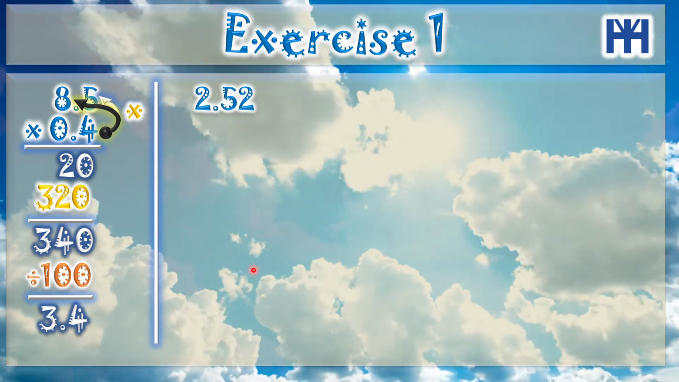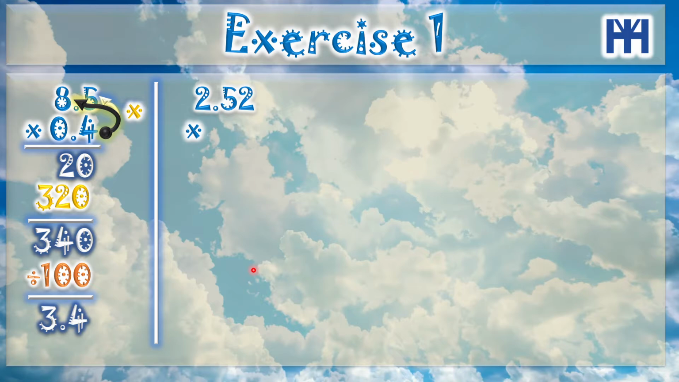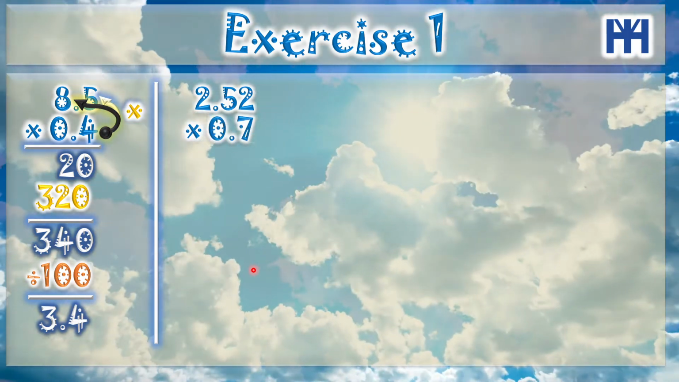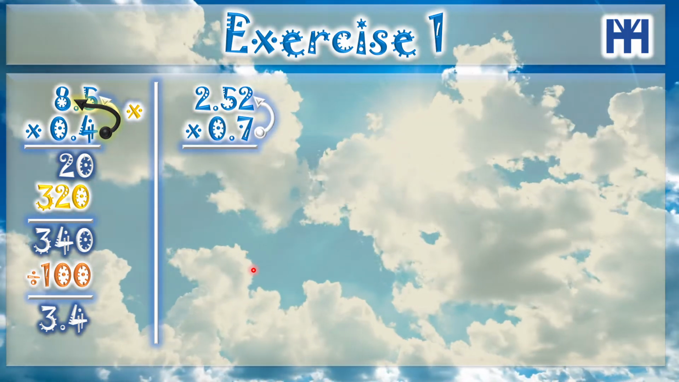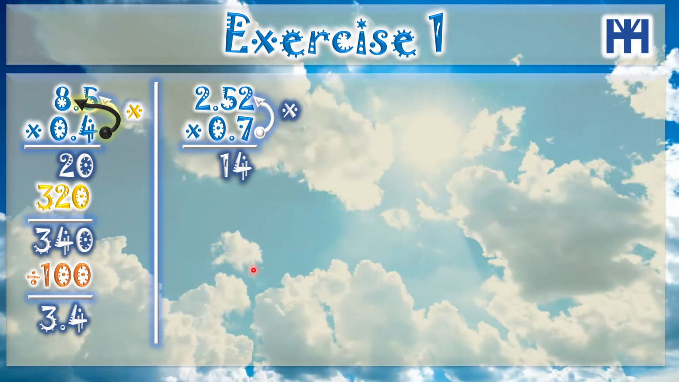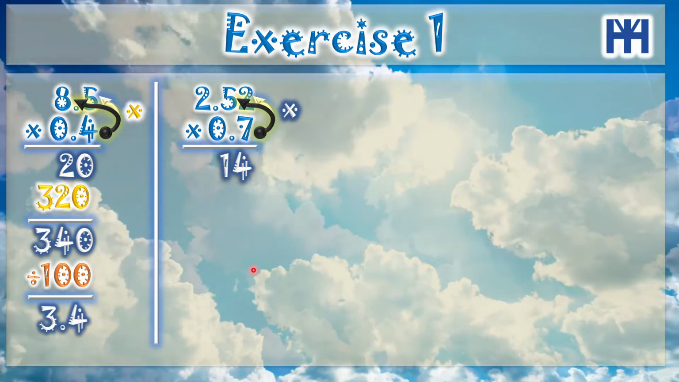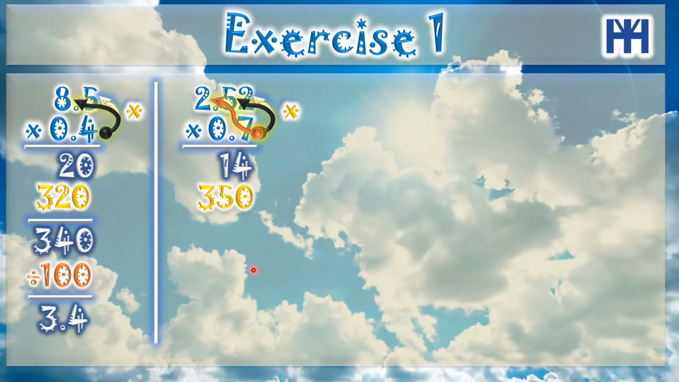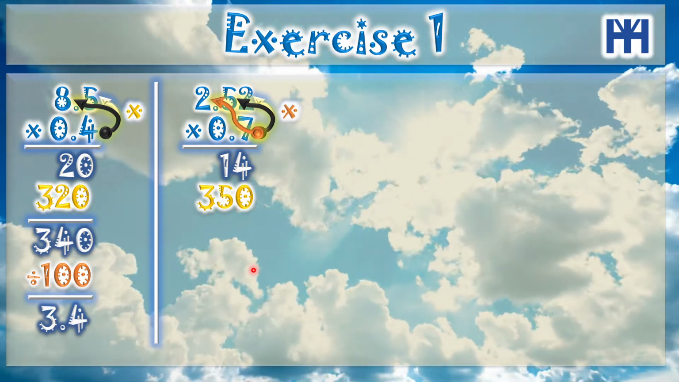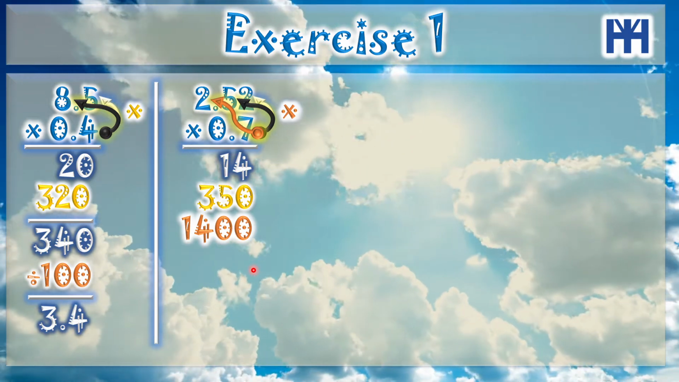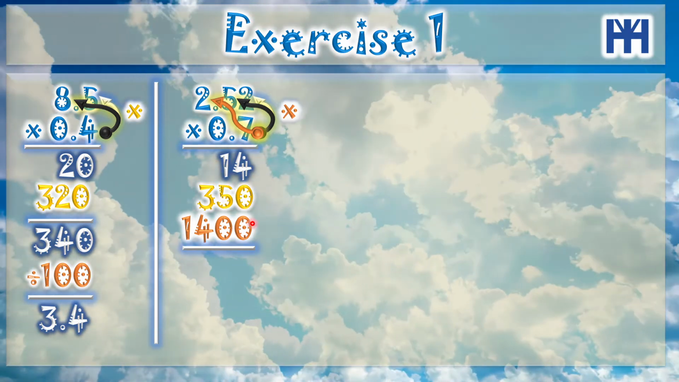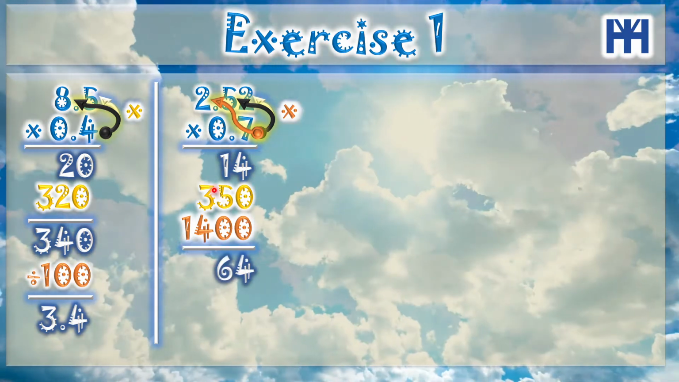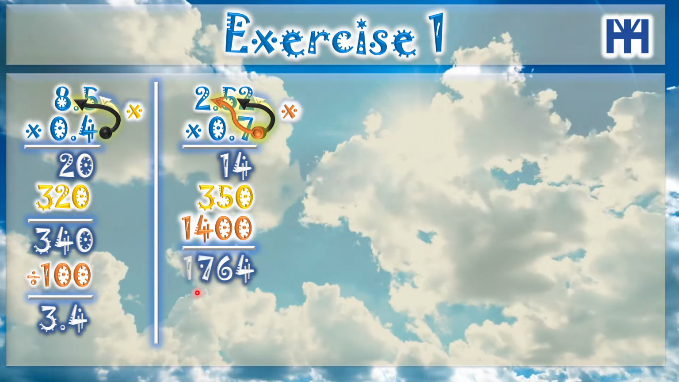Okay. Now we have 2.52 multiply 0.7. So 7 multiply 2, it's 14. Then 7 times 50, it's 350. Then 7 times 200, then it's 1400. Then we will add them. 4, 0 and 0, it's 4, 1 and 5 and 0, 6, 3 and 4, 7, 1 and nothing, 1.